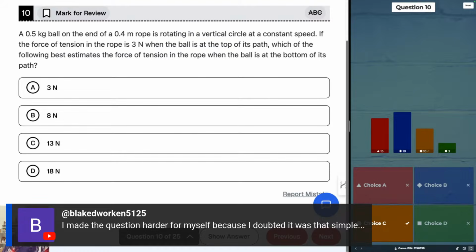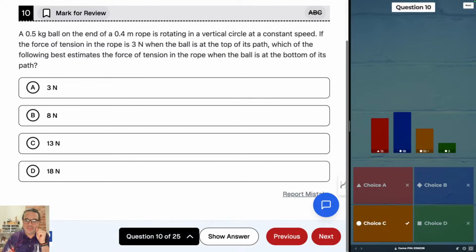This was about the previous question. I made the question harder for myself because I doubted it was that simple. And that's exactly what I'm talking about. So don't doubt yourself. Some of them are going to be that simple. Don't make the questions harder than they are.